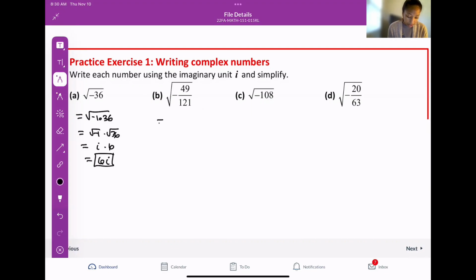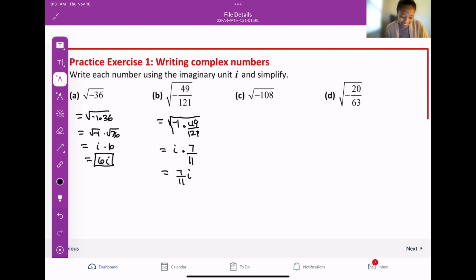For part B, the square root of negative 49 over 121. Again, this is the square root of negative 1 times 49 over 121. The square root of negative 1 is i, and then the square root of 49 is 7, and the square root of 121 is 11. So we get 7 over 11i. You can also write this as 7i over 11, or however you want to combine the numerator.